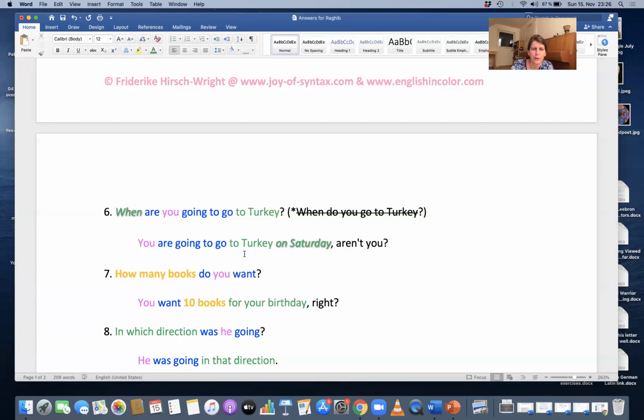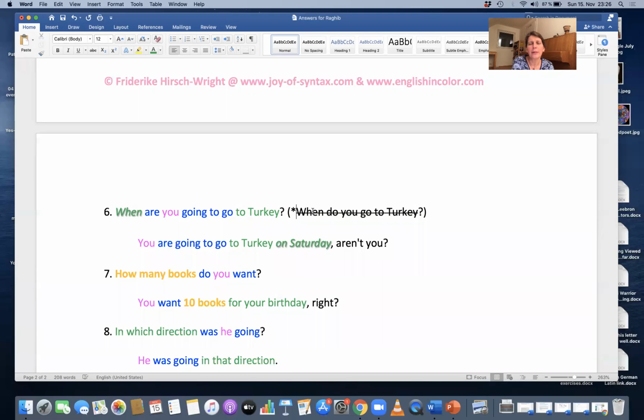When are you going to go to Turkey? Now, in the original question, there was a mistake. When I ask about the future, I need to use either the will future or the going to future in English. In German, you don't have to do it. Obviously, in some other countries, languages, you don't have to do it either. But in English, you have to use the will future or the going to future.